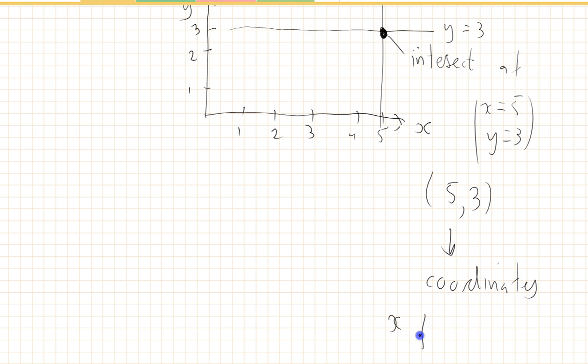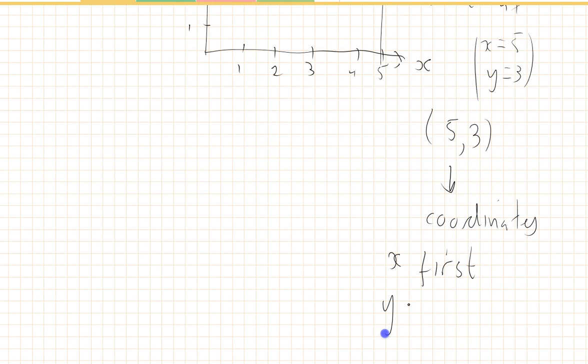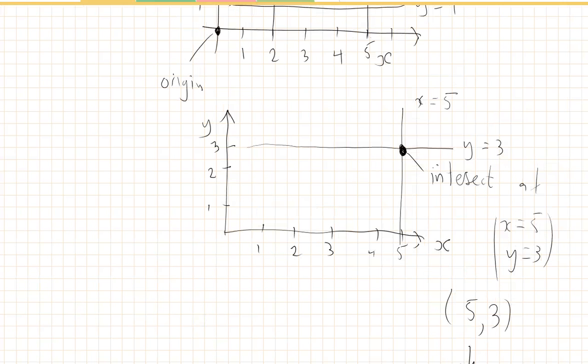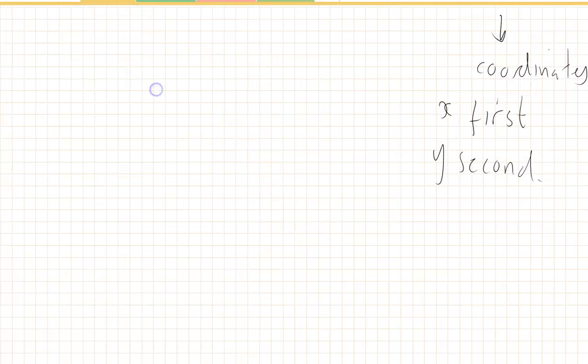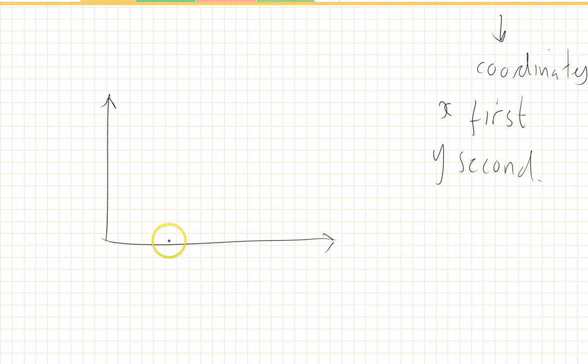X first, and y second. Okay, it's quite an astonishing thing, really. I mean, you use it all the time in mathematics, but it's quite a mind-boggling thing. You can describe the position of any point. So I'm going to play with this, and I'm going to use it over and over again.